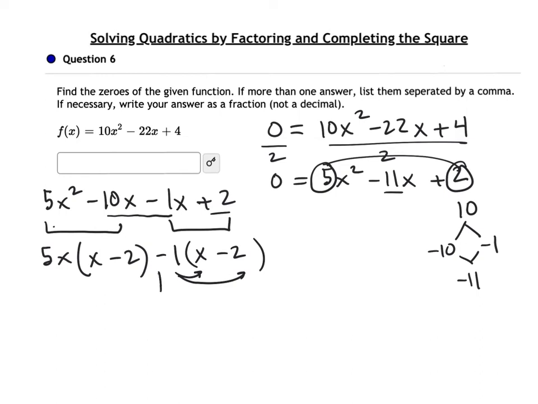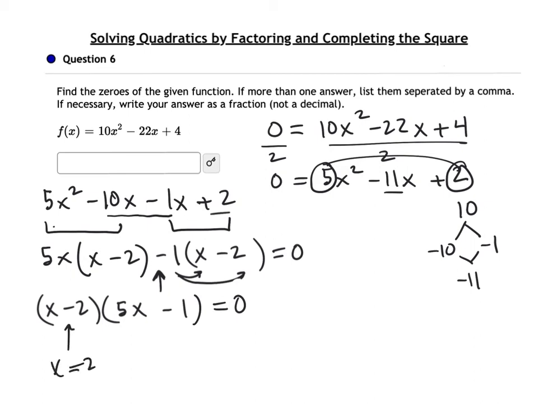Now I have two terms separated by this subtraction right here. Both have x minus 2 in them. This is equal to 0. When I pull the x minus 2 out of the first term, I'm left with 5x, and out of the second term, I'm left with minus 1. The answers are the values of x that you plug in that create 0. Here it would be x equals 2, because 2 minus 2 is 0.